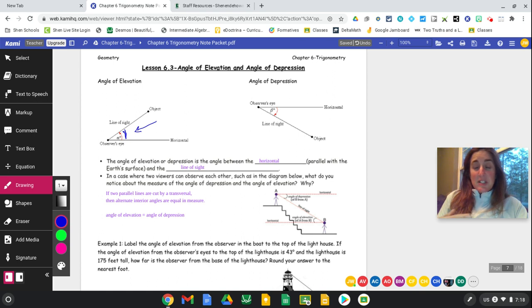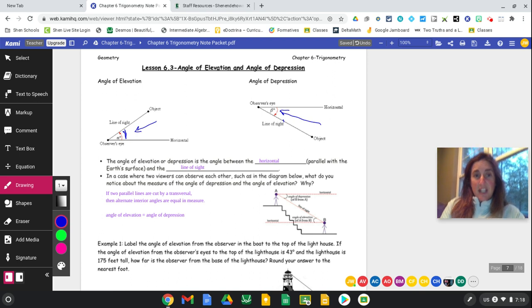Now, say you were standing on a cliff and you were looking down in the ocean and you saw a shark down there. So now you're looking down at your object. And the angle that's out here is your angle of depression.